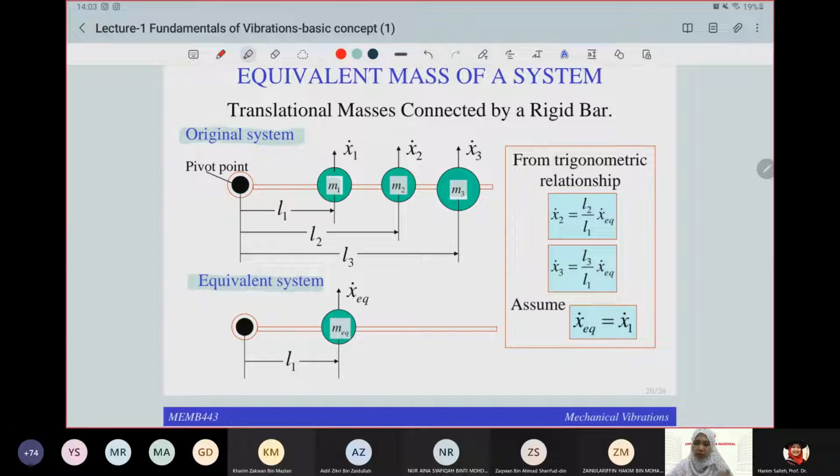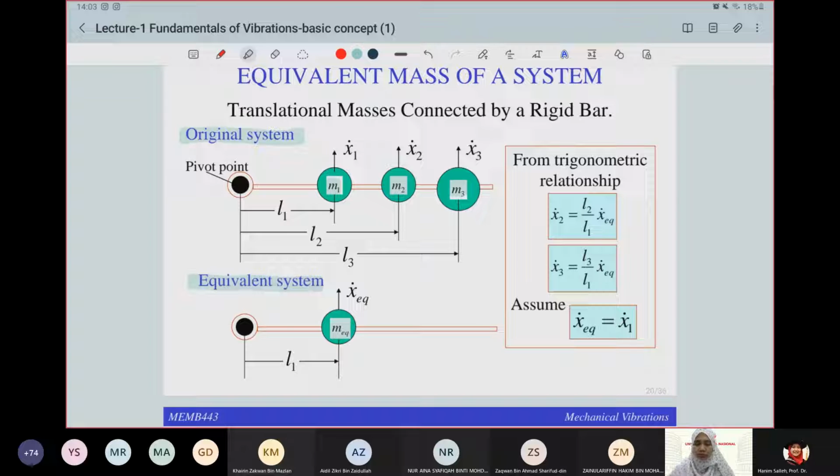If you have a complicated system, for example your car, this is a very real and practical problem. You want to model your car into equivalent stiffness, equivalent mass, and equivalent damping. That's why you have to understand how to solve this problem.